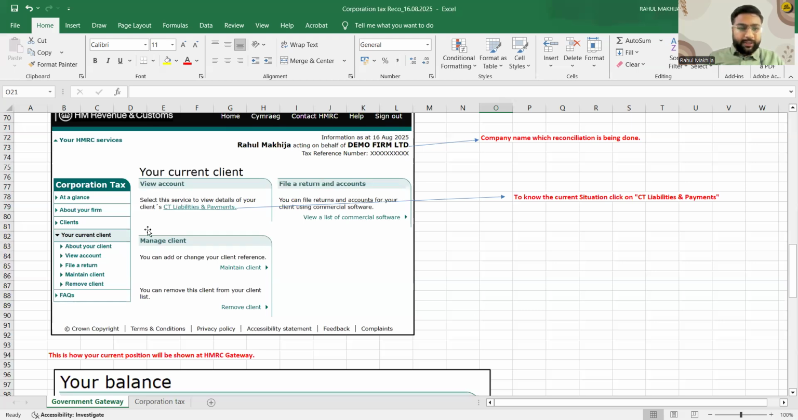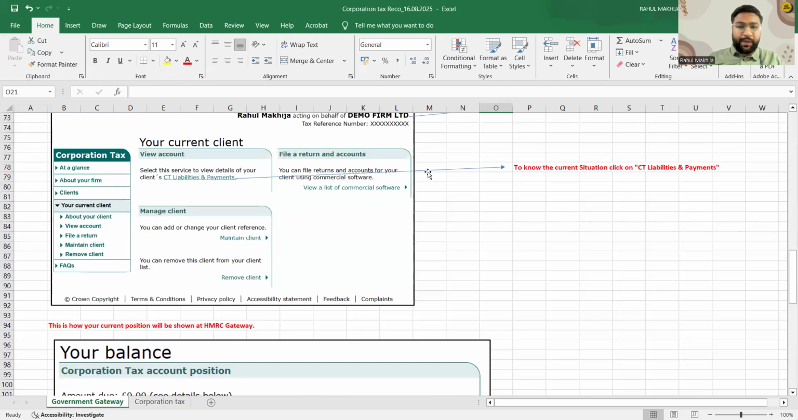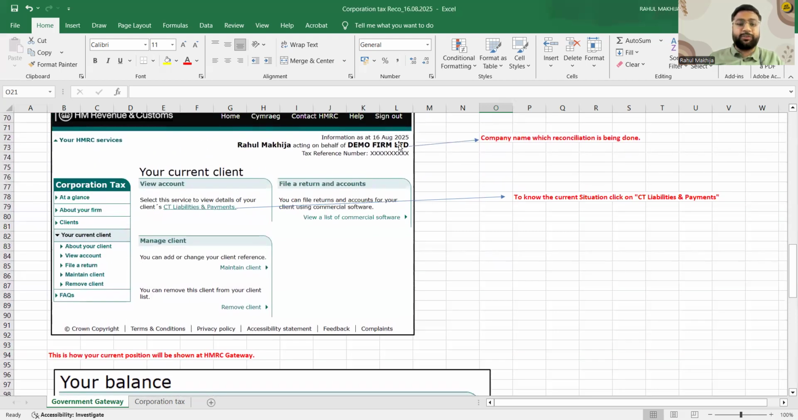And after clicking here at CT liabilities and payment, we can know the situation, whether our corporation tax liability is still outstanding or we have paid, or is there any interest received or interest paid, or is there any penalty, or it is being reallocated within the CIS. Okay. So this is how the current position will show. It is showing as 16th August 2025.